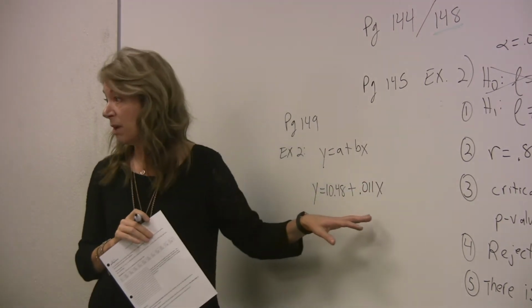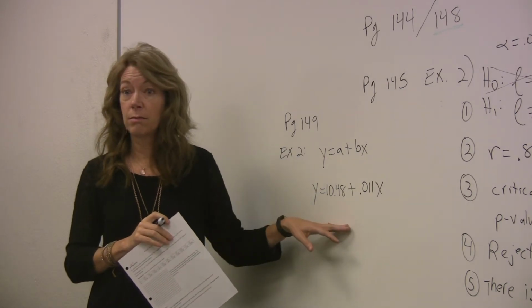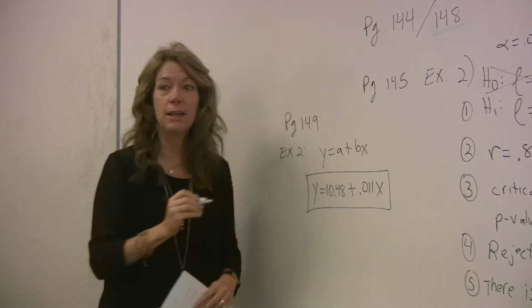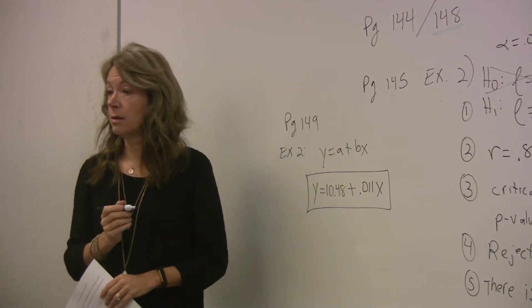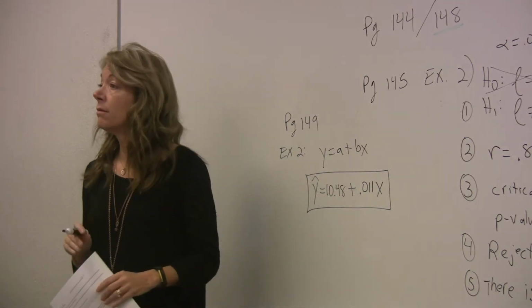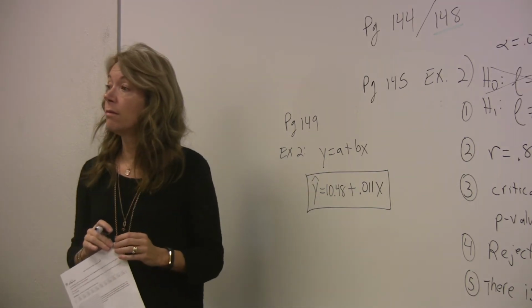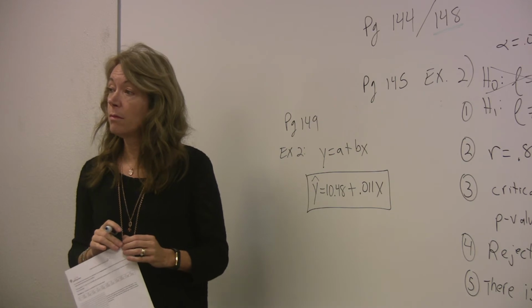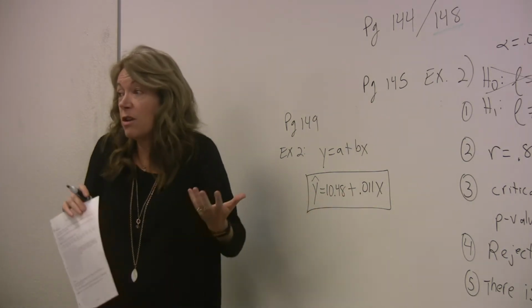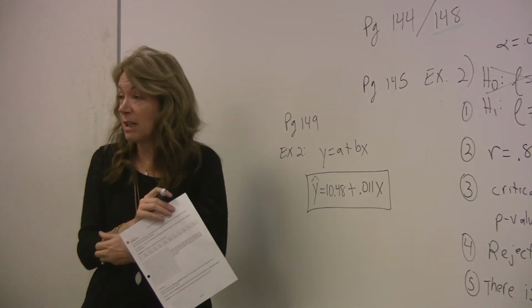This is the A and the B from your calculator. So the first part of this question was find the regression line. There it is. We just put the A in the front and the B next to the X. That's all you have to do to get there. There's no work to do once you do the linear regression t-test.